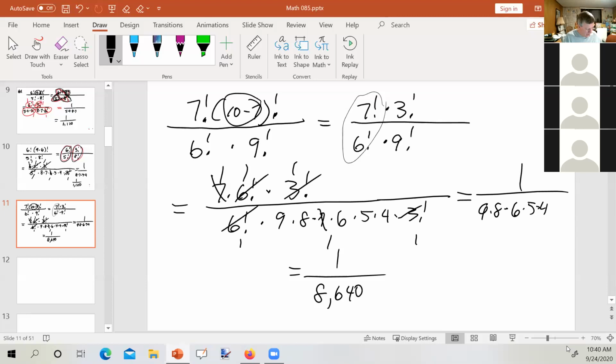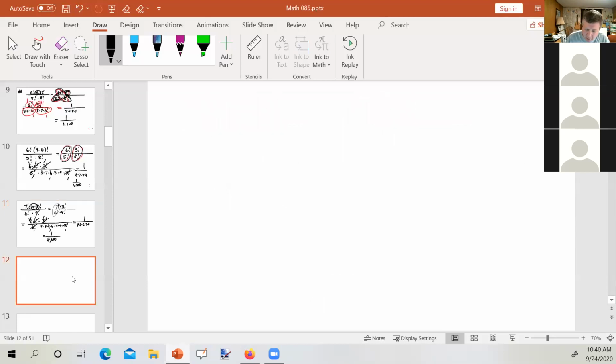All right, those were the problems that were requested ahead of time. Do you have any other questions you'd like to look at before we go on to the next section? Number 12. Number 12, all right. Can you just tell me what it is? 10 factorial over 8 factorial, parentheses 10 minus 8, close parentheses, factorial. So like that? Yeah. Okay.